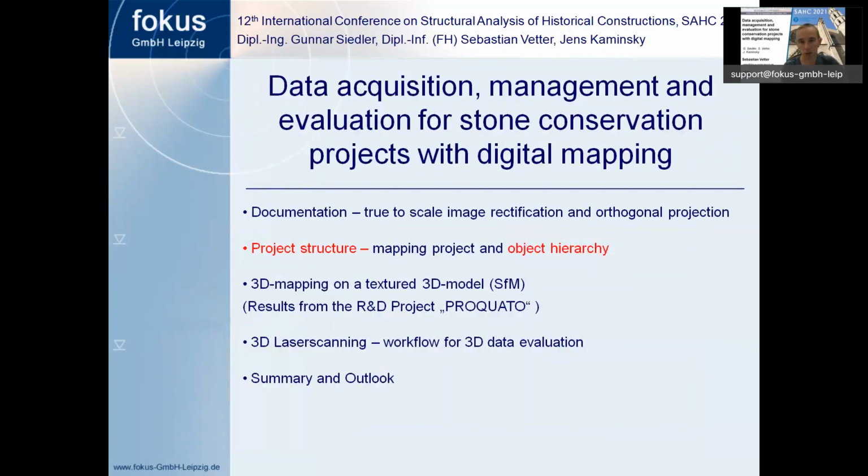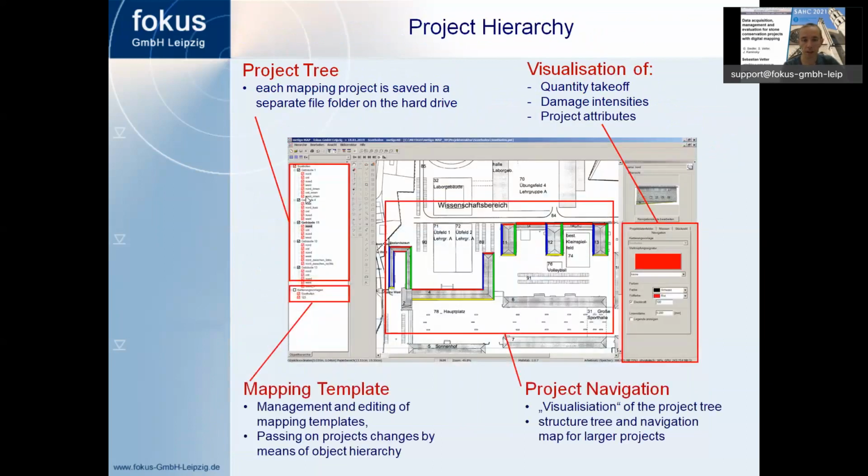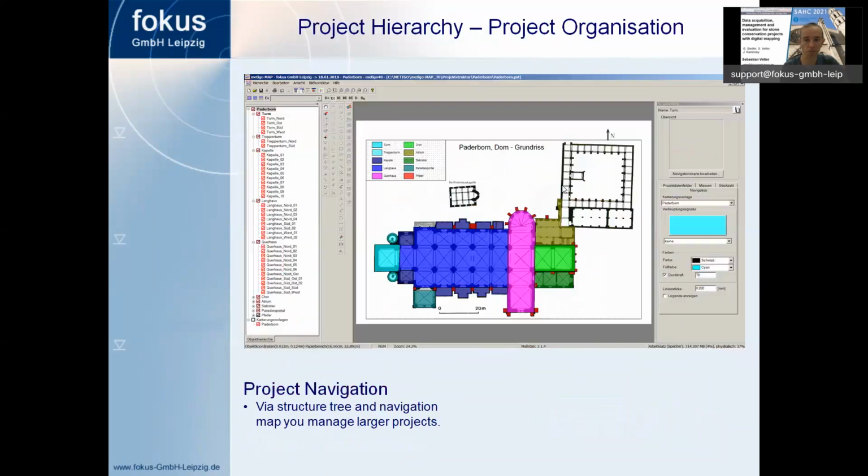Second part of project structure is the object hierarchy. Here you can combine several mapping projects from your one object into one object hierarchy, and all the projects are linked to one mapping template, which offers the possibility that all mapping projects have the same layer, class, and group structure. Here you can see a navigation map, which allows you to create a visual navigation through your mapping projects.